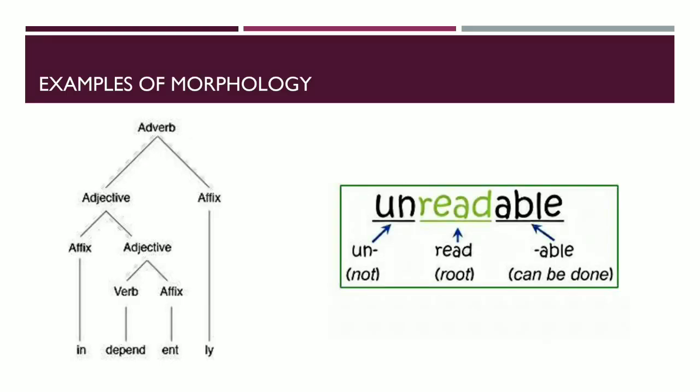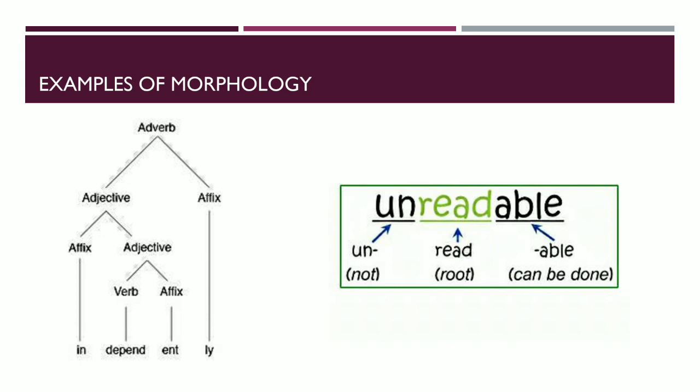Here is an example of morphology. So the first structure, we have an adverb which is independently. This adverb divides into two parts. We have the adjective independent and the affix ly. This adjective also divides into two parts. We have the affix in and then the adjective dependent, which means independent. And then the adjective also divides into two parts. We have the verb depend and the affix ent. And when we combine those elements, we have independently.